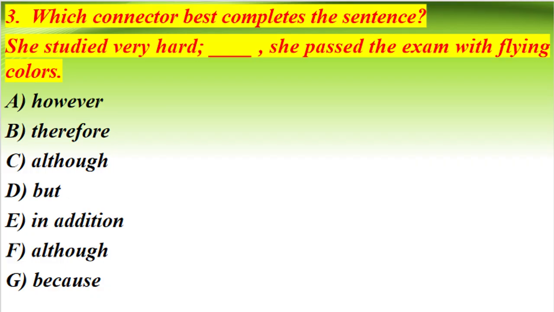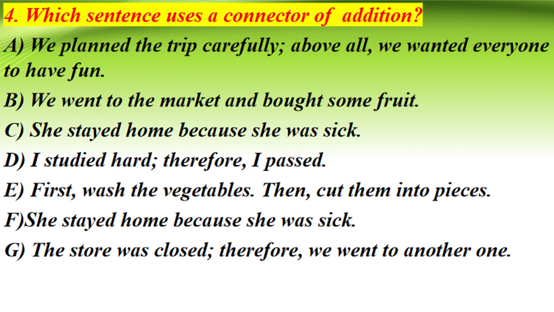3. Which connector best completes the sentence? She studied very hard. She passed the exam with flying colors. A. However, B. Therefore, C. Although, D. In addition, E. Although, F. Because. 4. Which sentence uses a connector of addition?